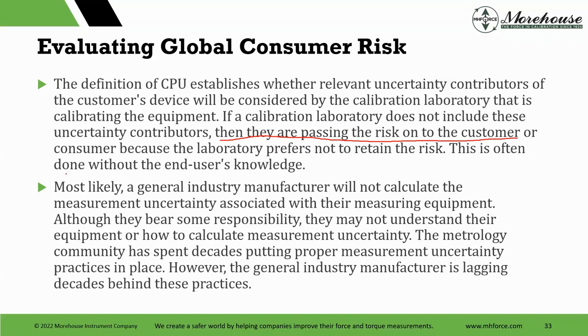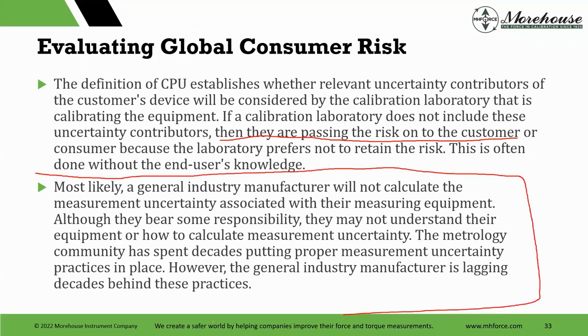So when you think about something that fails that you bought at the dollar store, probably not too worried if your super glue has the wrong mixture and it still holds for a little bit. But anyway, most likely general industry manufacturers will not calculate the measurement uncertainty associated with their measuring equipment. Although they bear some responsibility, they may not understand their equipment or how to calculate measurement uncertainty. The metrology community has spent decades putting proper measurement uncertainty practice into place. However, the general industry is lagging behind. That is a statement that I find so true. Manufacturers spec something. I just saw it this week.